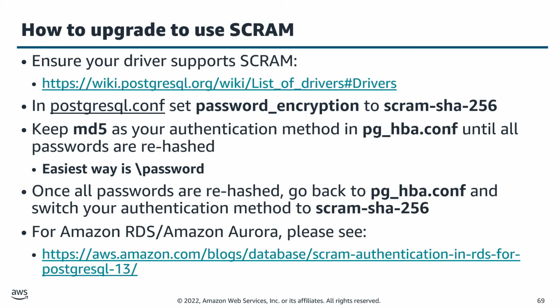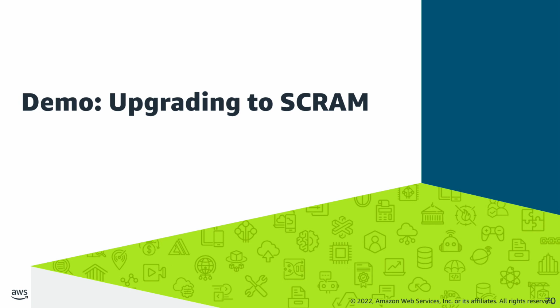Then the next thing is you have all of your users rehash their password using \password, or pre-hashing the password locally and sending it to the server. And then once all the passwords are rehashed, you can safely switch pg_hba.conf to use scram-sha-256. Simple. Hopefully.